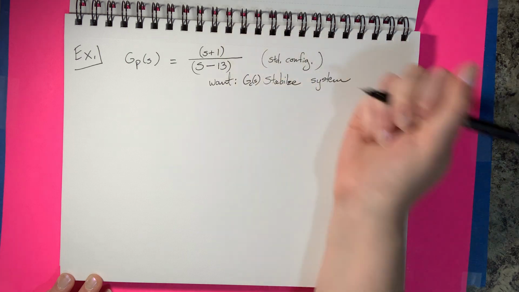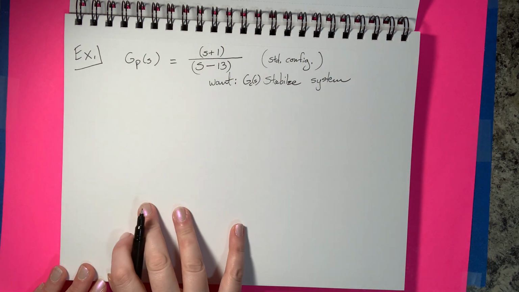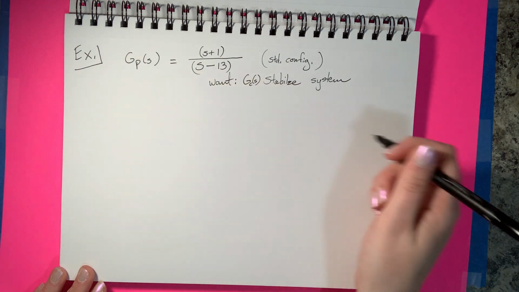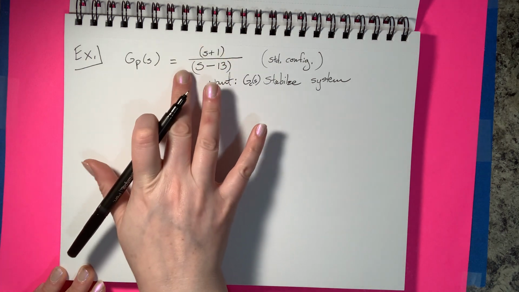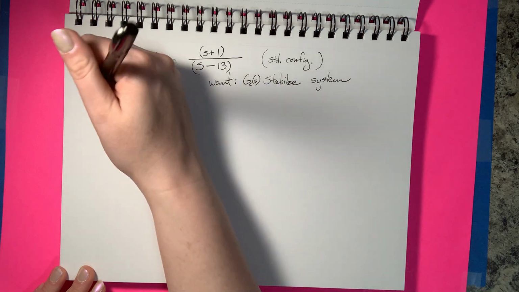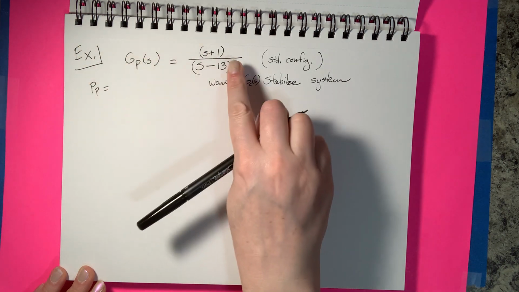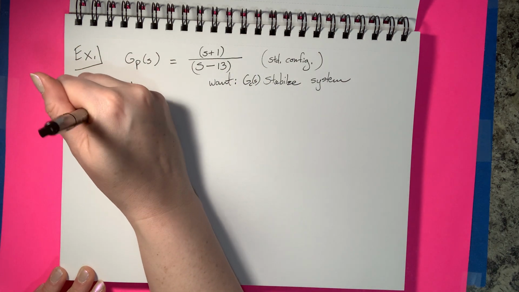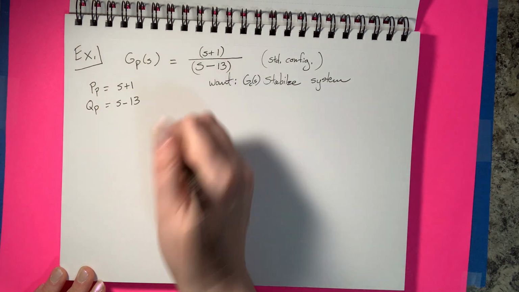So we want GC of S to stabilize the system. As you know, first thing we want to do is write out our trial designs, and we can also pick out our P sub P and Q sub P just for easy plug into the equation. So I'll go ahead and write those first. P sub P is going to be the numerator S plus 1, and Q sub P is going to be the denominator S minus 13.